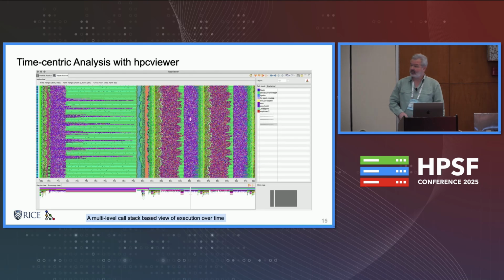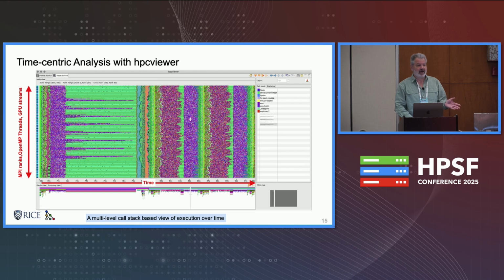Then what you end up with is a trace that might look something like this, where we have MPI ranks, OpenMP threads, and GPU trace streams on the vertical axis, and time on the horizontal axis. There's a depth view at the bottom that shows the history of the calling context across the thread or GPU stream that's marked with the cursor here.